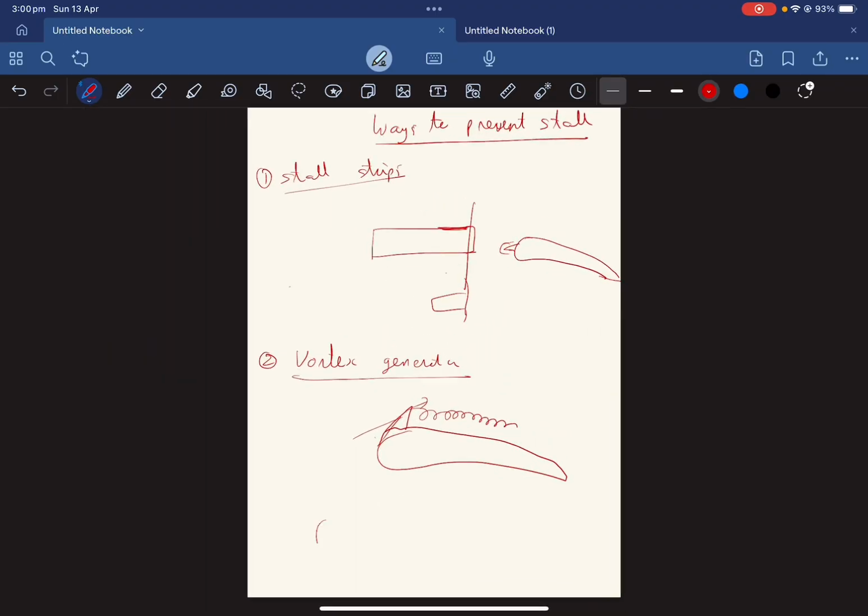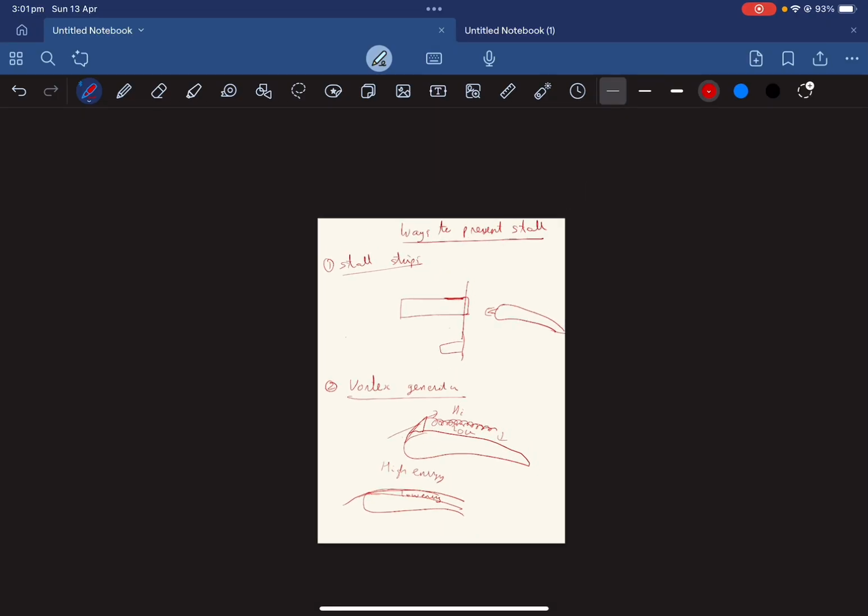So this is your aerofoil. This is the boundary layer, right? This first layer is like the boundary layer, so it has low energy over here, right? And the air above it is high energy air. So what this is doing is mixing the high energy air and the low energy air, right? It's adding energy into the boundary layer, so it delays the separation. I hope this makes sense.